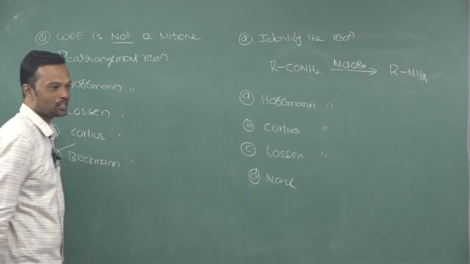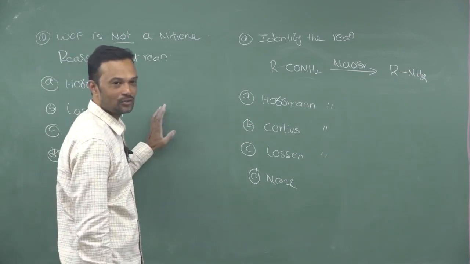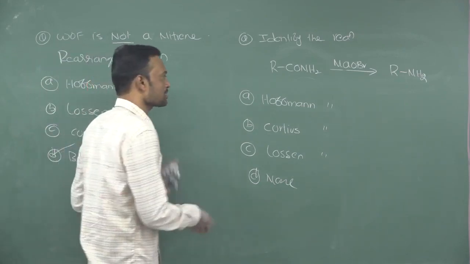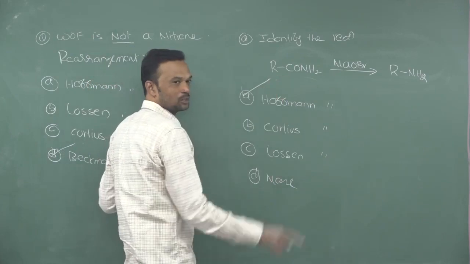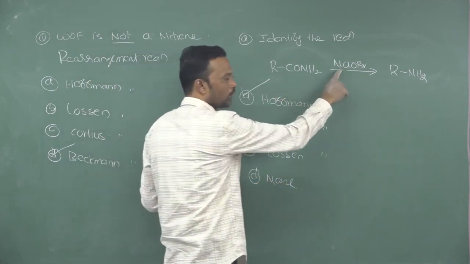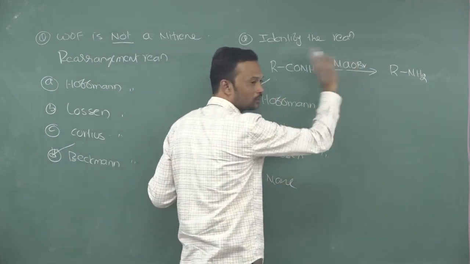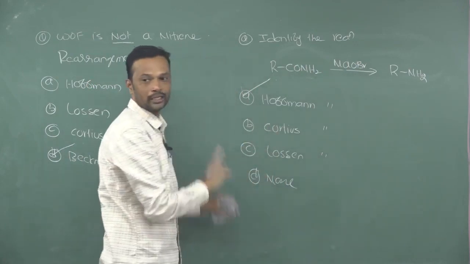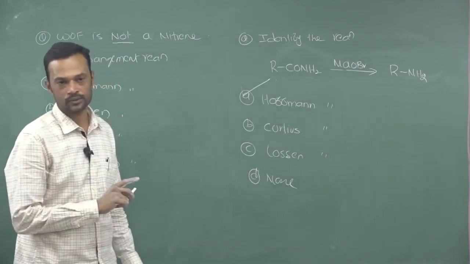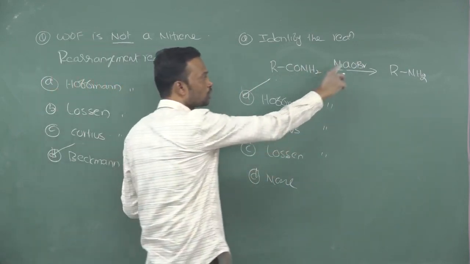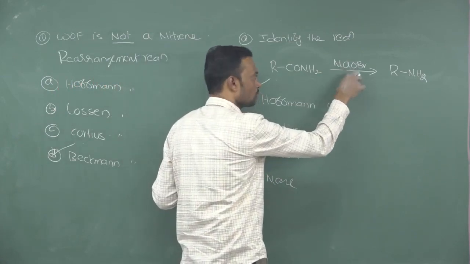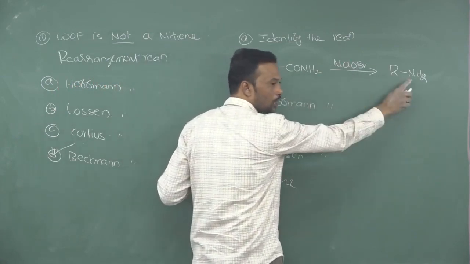If I had given bromine in sodium hydroxide, then you could give the answer, right? But still it is Hofmann only. Bromine in sodium hydroxide will give NaOBr. What is NaOBr? Sodium hypobromite, like hypochlorites. Bromine in sodium hydroxide will give this intermediate. So even this combination also gives Hofmann.